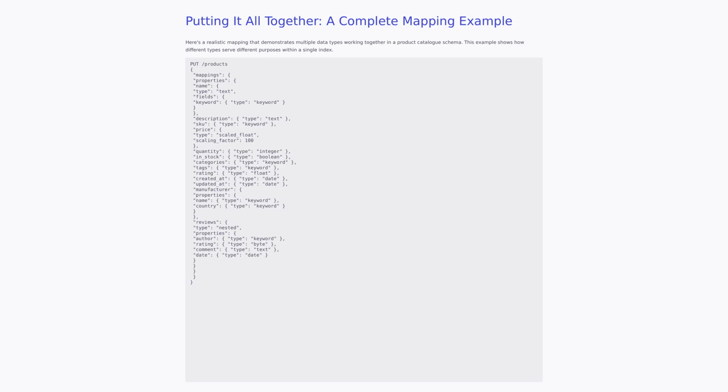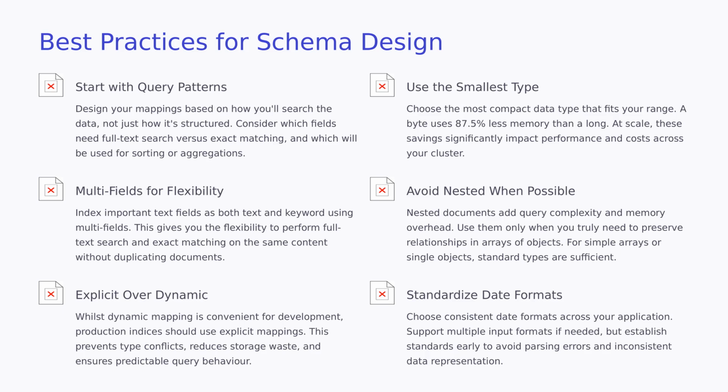As you design your own mappings, remember the power of diverse data types working in unison to create a rich and dynamic indexing system. When designing your schema, start by analyzing query patterns. Tailor your mappings based on search requirements, emphasizing full-text search, exact matching, sorting, and aggregations. Opt for the smallest data type possible to optimize memory usage. Multi-fields offer versatility by enabling both full-text search and exact matching on key fields.